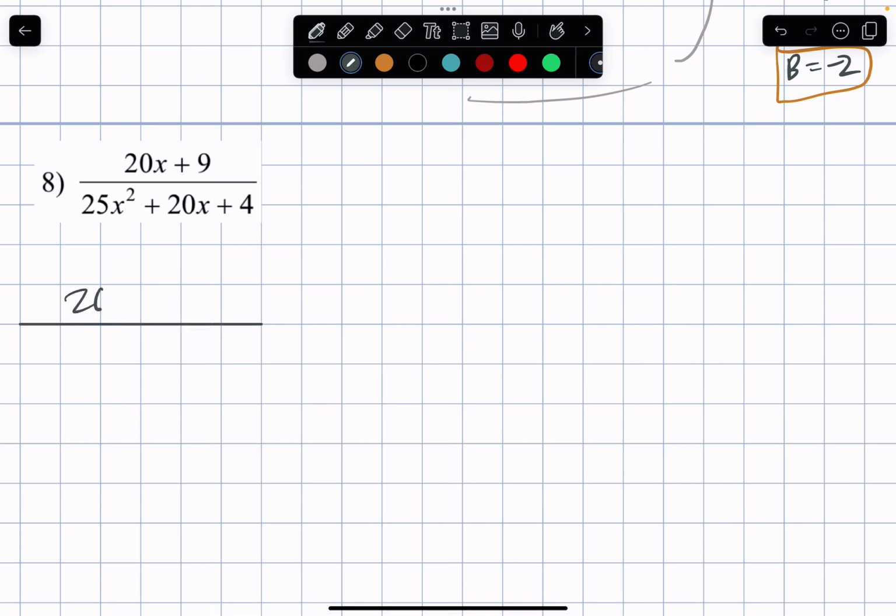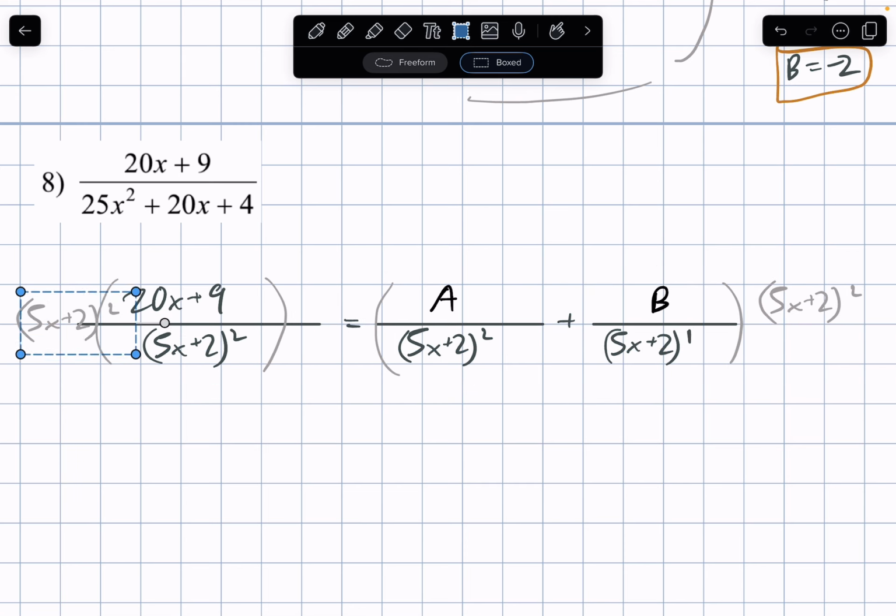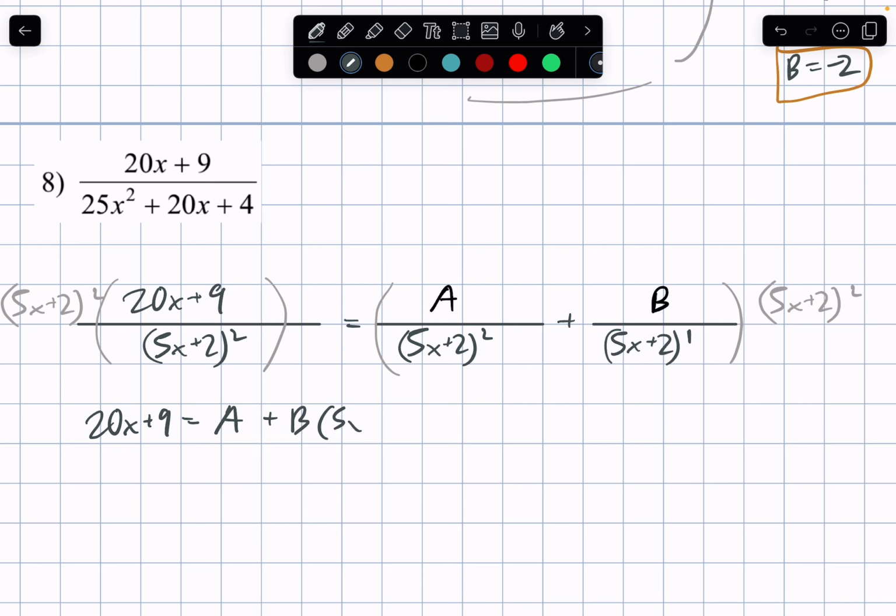Next, 20x plus 9, 5x, 5x, and then plus 2, 10, 20. Okay, we can just write it like this. Next, the other side, 5x plus 2 raised to 2, and then the other one would be 5x plus 2 as well, but this time it's going to be minus 1 in the exponent, so that's going to be raised to 1. We have A and then B. Multiply both sides by the denominator.